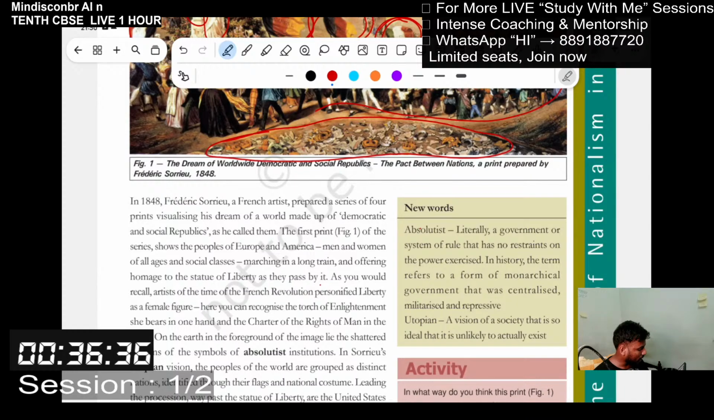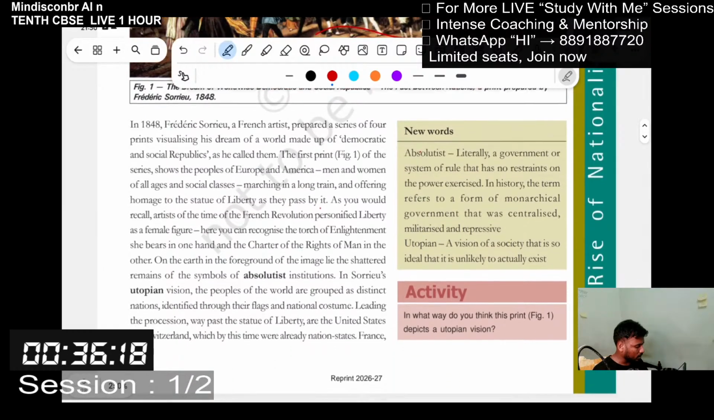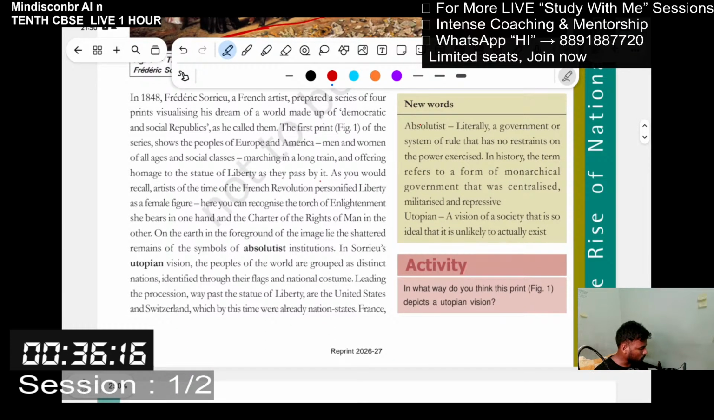As you would recall, artists of the time of the French Revolution personified liberty as a female figure. Here you can recognize the torch of enlightenment she bears in one hand and the Charter of Rights of Men in the other. On the earth, in the foreground of the image, lie the shattered remains of the symbols of absolutist institutions. In Sorrieu's utopian vision, the peoples of the world are grouped as distinct nations identified through their flags and national costumes. Leading the procession way past the Statue of Liberty are the United States and Switzerland, which by this time were already nation states.